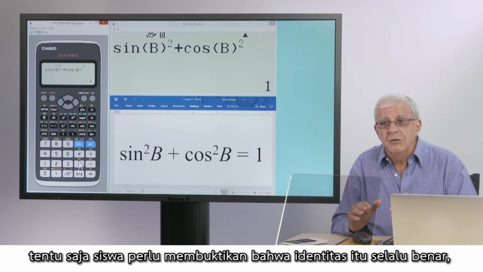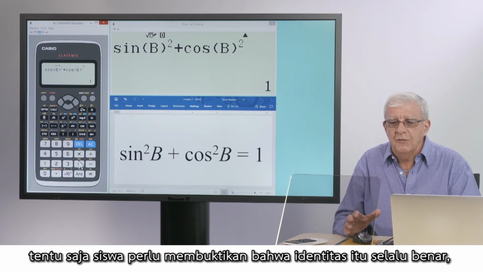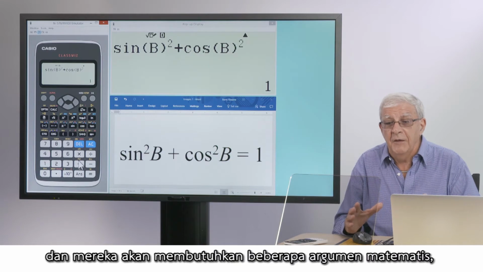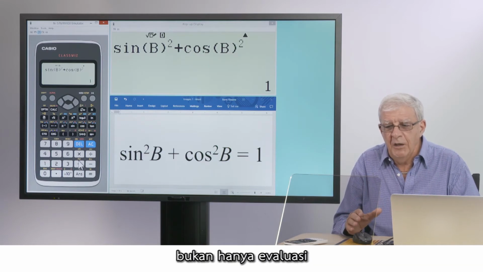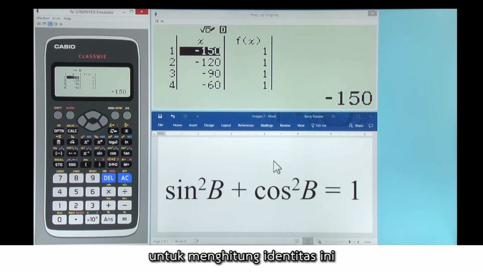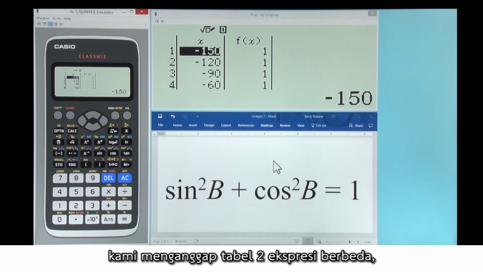Of course, students need to prove that an identity is always true, not just demonstrate it. All the ClassWiz is doing is demonstrating it, and they'll need some mathematical argument, not just evaluation. There's yet another way of using ClassWiz to think about this identity. We consider tables of two different expressions.